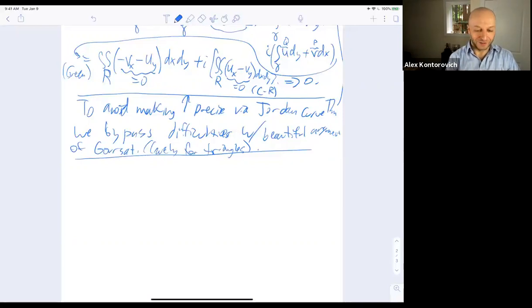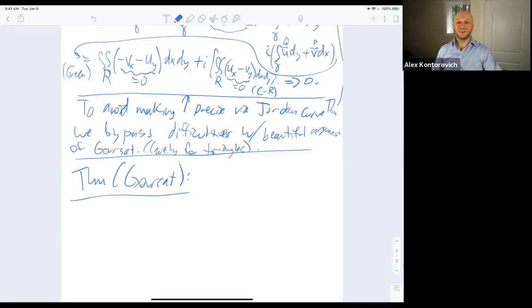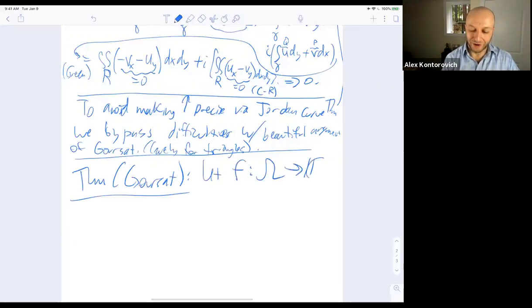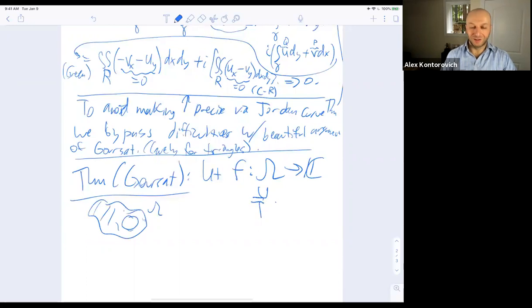All right, so the theorem of Goursat. Well, it's Cauchy's theorem, but done elegantly. Let F be a map from some region Omega to C, which contains a triangle, the closure of a triangle. So whatever my Omega looks like, I don't know. Maybe this is my Omega. It can be as bad as you want, but it contains the interior of a triangle.